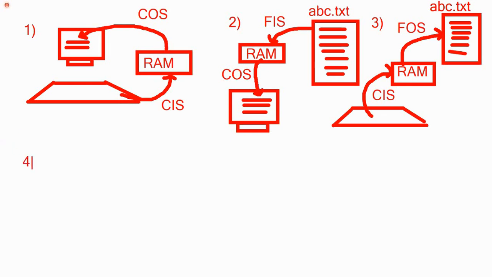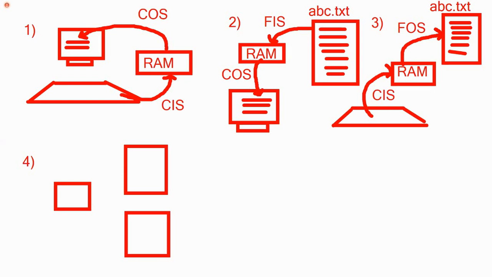Fourth one. Here it is one file, and here one more file. If you copy hard disk to hard disk, it is not done directly. Again, RAM only.